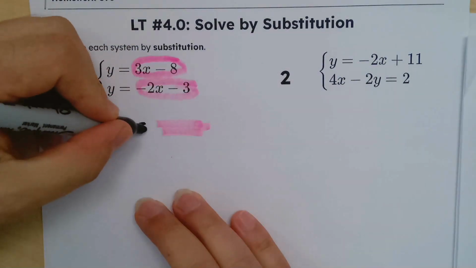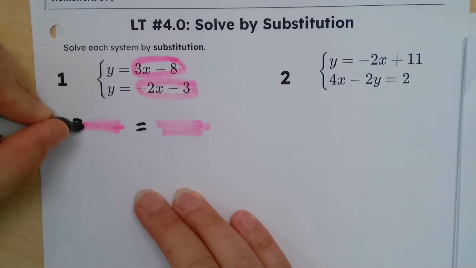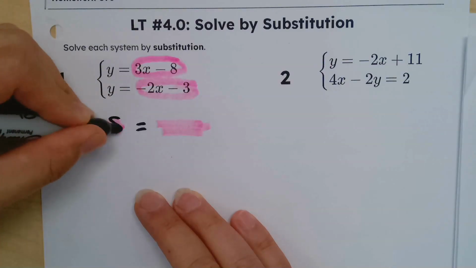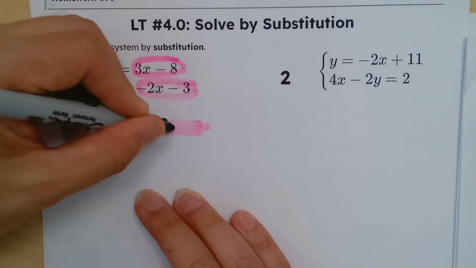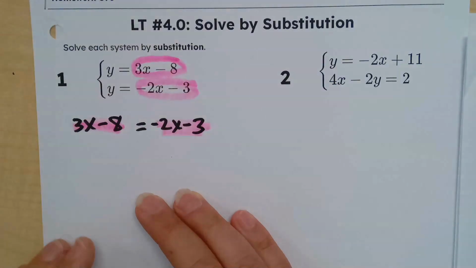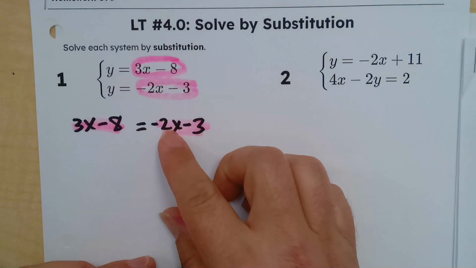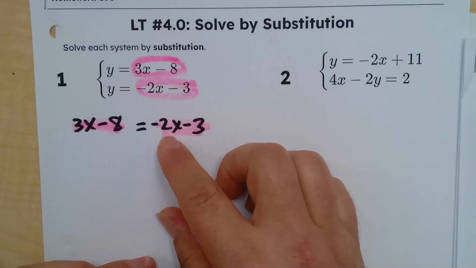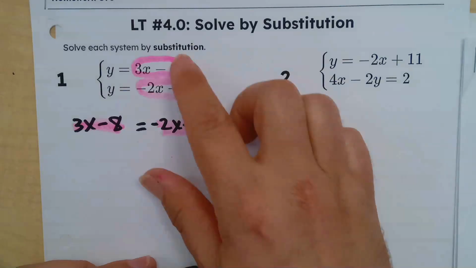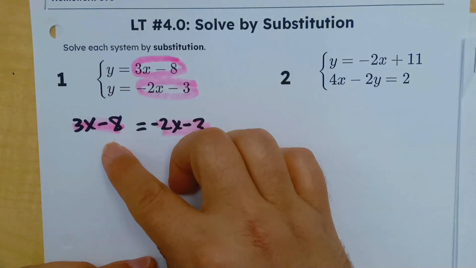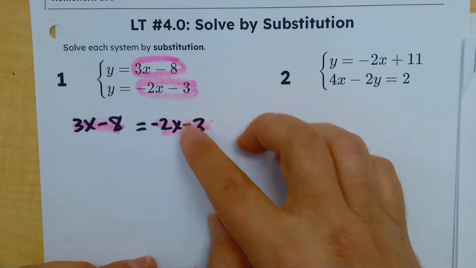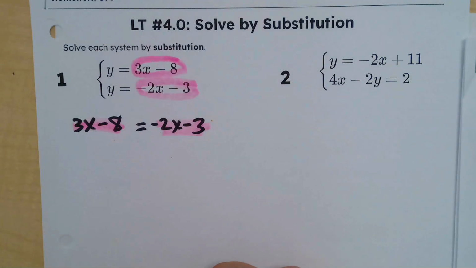Hit pause and replay if you want to hear that again. So we have 3x minus 8 equals negative 2x minus 3. The biggest mistake students are making is they're not copying it down correctly. They might be missing a sign or something. So be careful when you copy it down that you are copying it exactly with the correct signs.